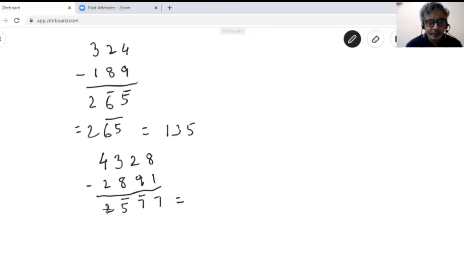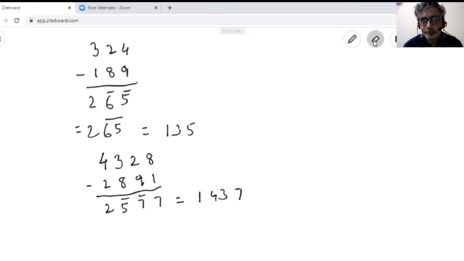Reduce the left-hand side number by 1, so 2 minus 1 is 1. And this is 57 bar. So we take the hundreds complement of 57, which is nothing but 43, and 7 remains as it is. So the answer is 1437. So this is how Vinculum works in subtraction.